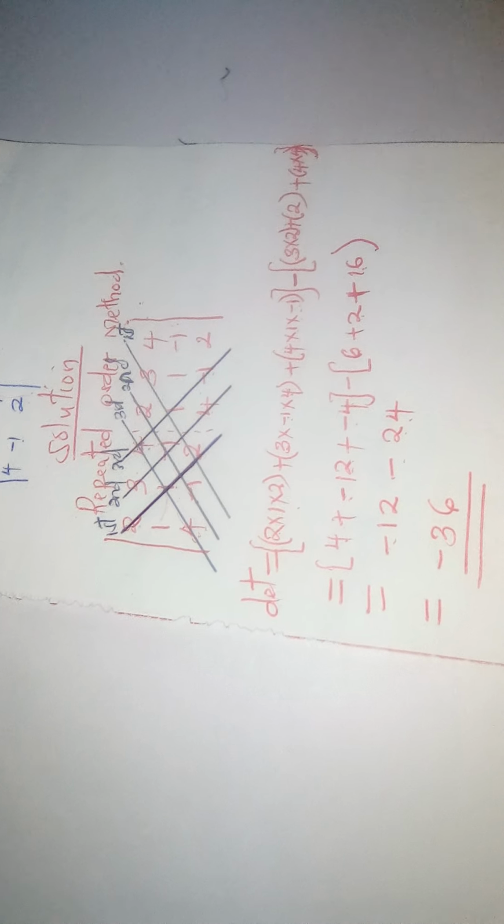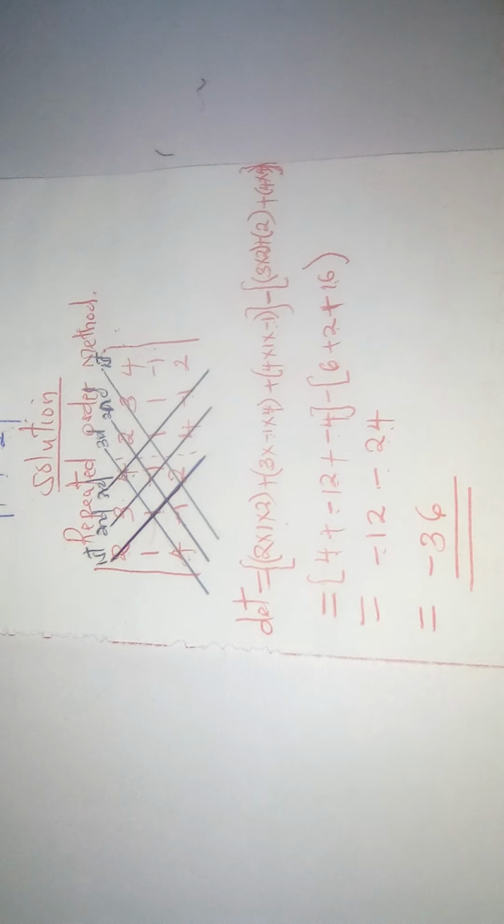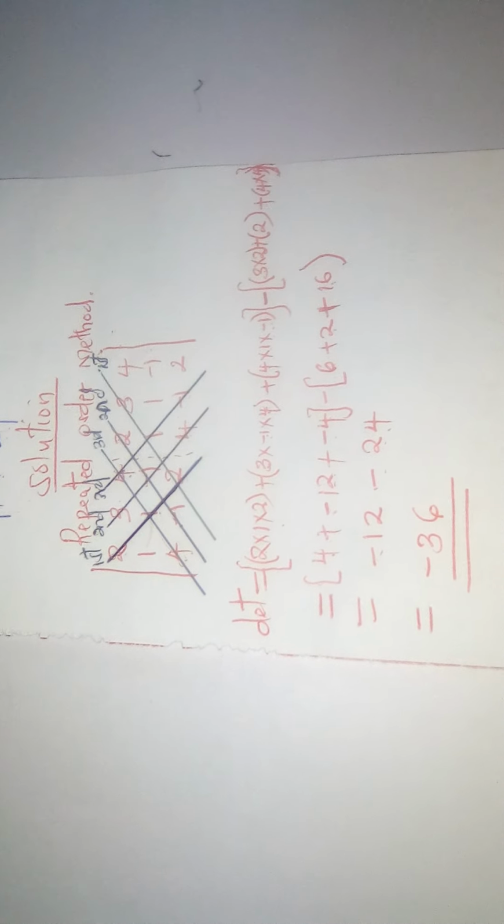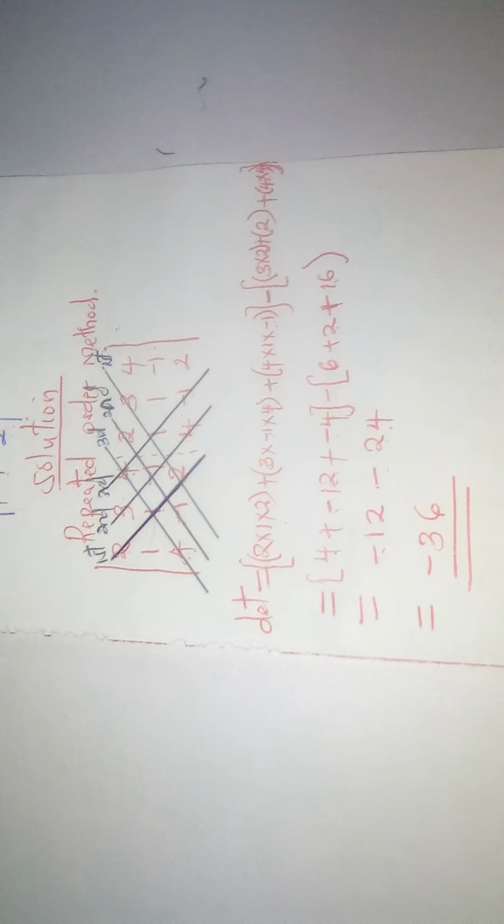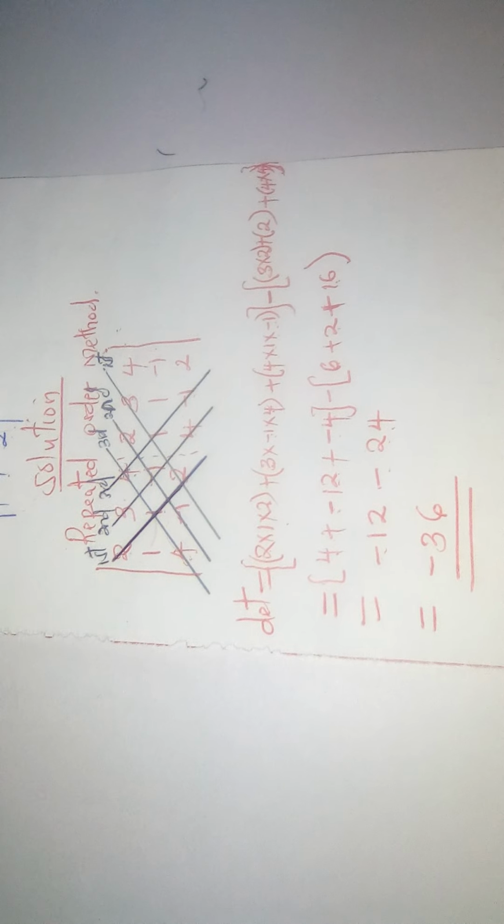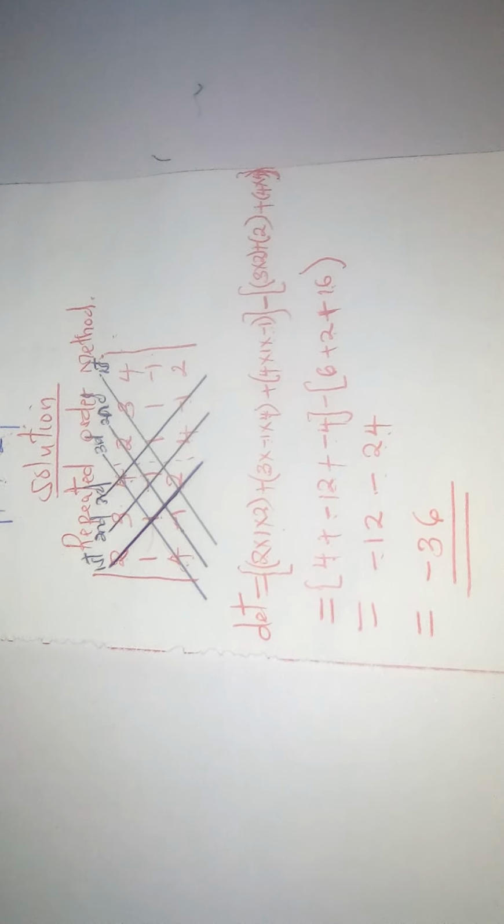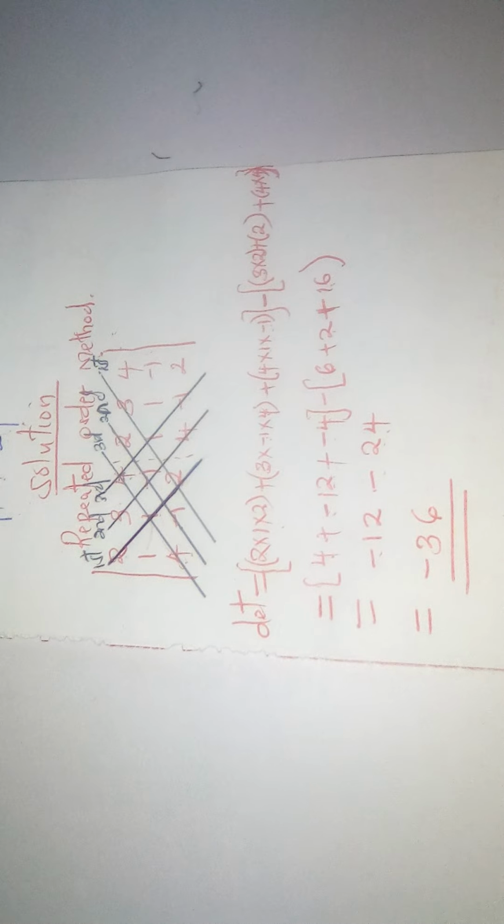Now after obtaining this negative 36 here, you will have gotten the determinant of the matrix you were given up here, that is 2 3 4, 1 1 -1, as well as 4 -1 2. And therefore when you use this simplified method I've shown you today, you will end up solving a 3 by 3 matrix very easily in terms of getting the determinant, and you will really be enjoying your working as you shall be performing it.